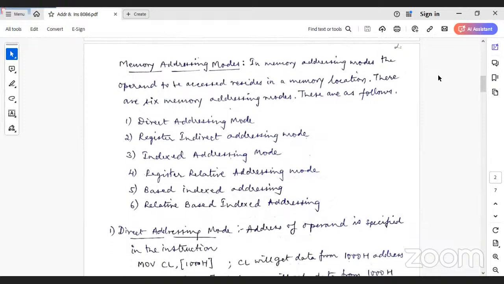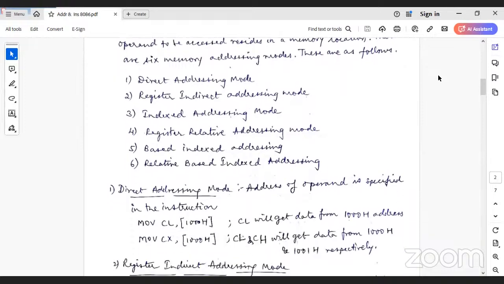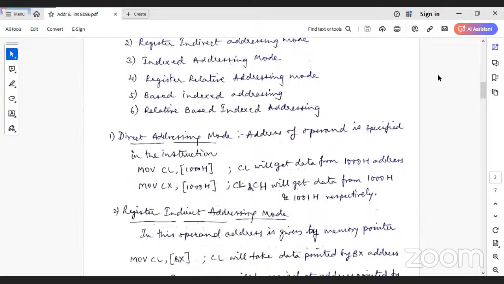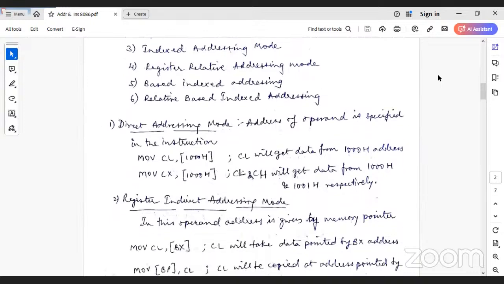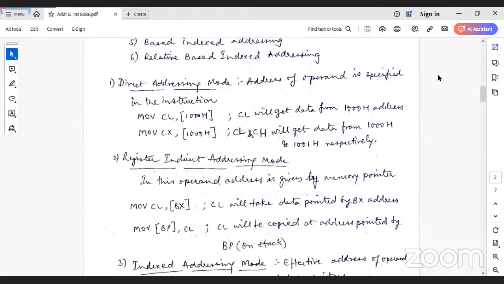Now in this also, first is direct addressing mode. You have come across this in 8085 also. Direct addressing mode. Because memory is involved, we are giving it a label, memory addressing mode. Now direct addressing mode, if you see the definition, is that the address of the operand is specified in the instruction. Directly the address is there in the instruction itself. Now one thing you have to see is that whenever we are specifying the operand as a memory location, it is given in square brackets.